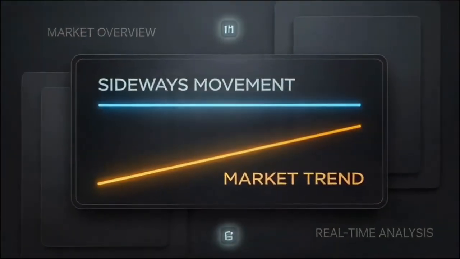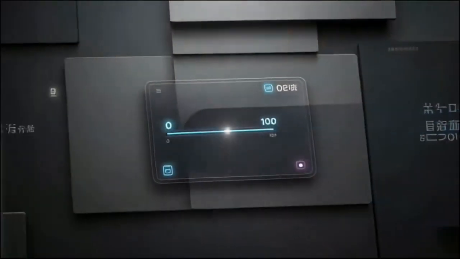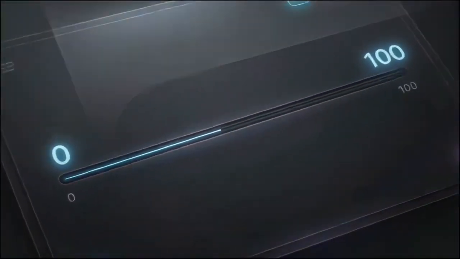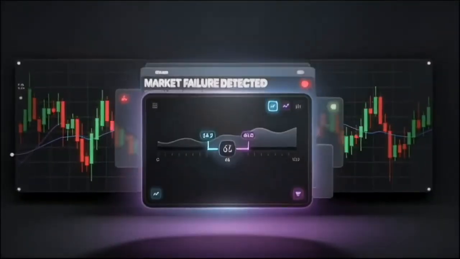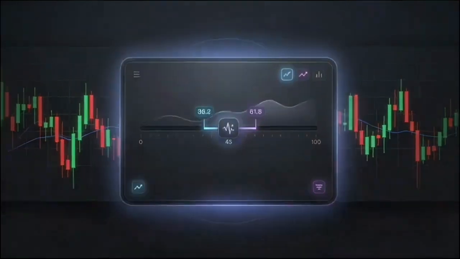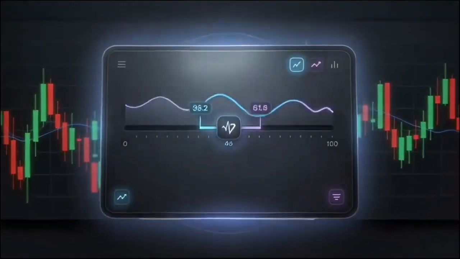It measures one thing, whether price is trending or going sideways, and it puts the answer on a scale from 0 to 100. Most blown accounts do not come from picking the wrong direction. They come from taking trend trades inside a sideways mess. This is the tool that stops that.